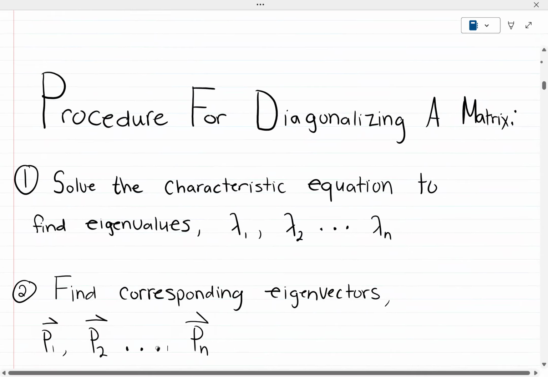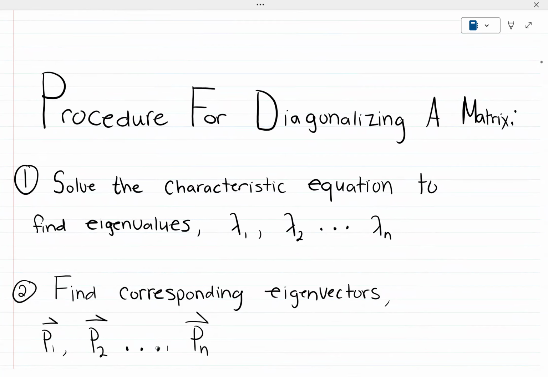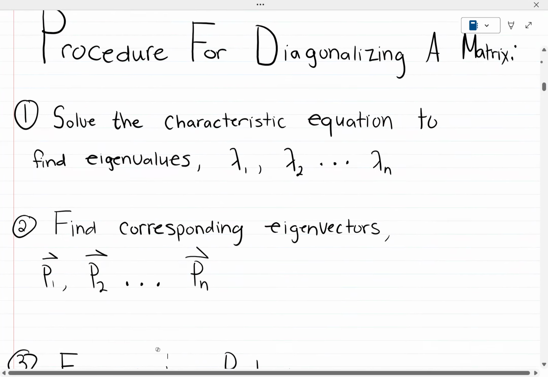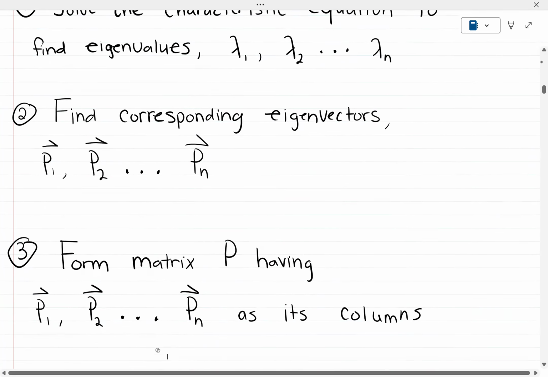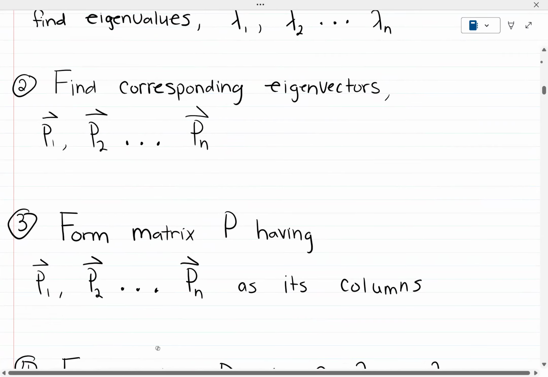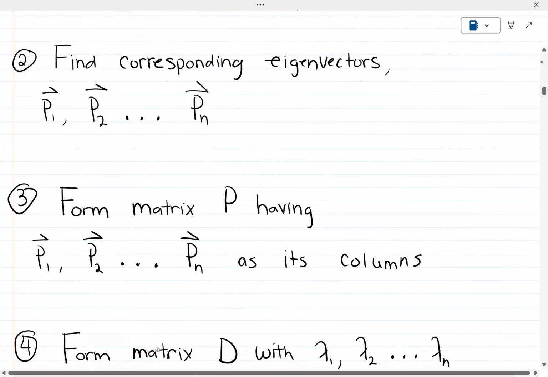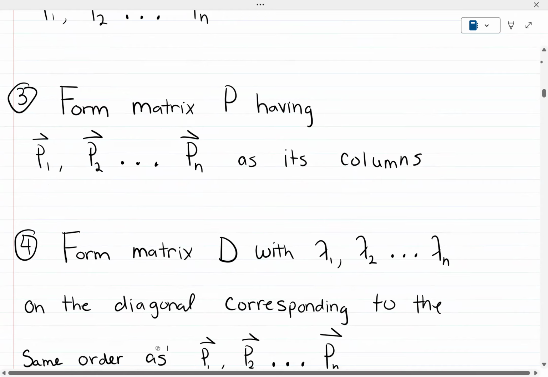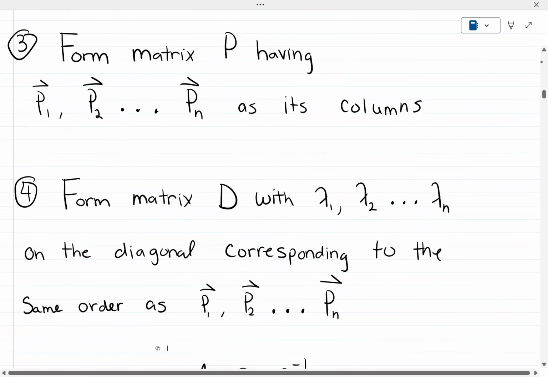Okay, so go ahead and write this down in your notes. Step one, solve the characteristic equation to find the eigenvalues lambda 1, lambda 2, and lambda n. What does that mean? I'll show you an example. Just write down the notes. And then step two, find the corresponding eigenvectors. Step three, form matrix P having the eigenvectors as its columns. Step four, form the matrix D with lambda 1, lambda 2, lambda n on the diagonal, in the same order as P1, P2, Pn.